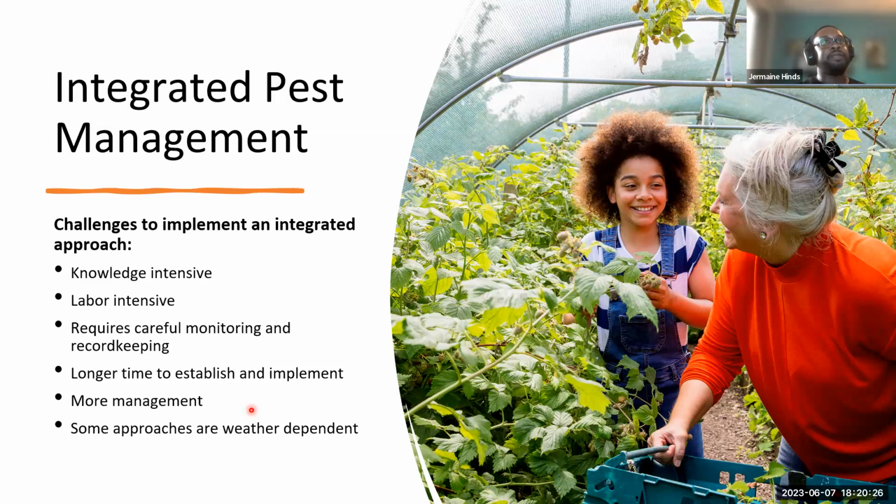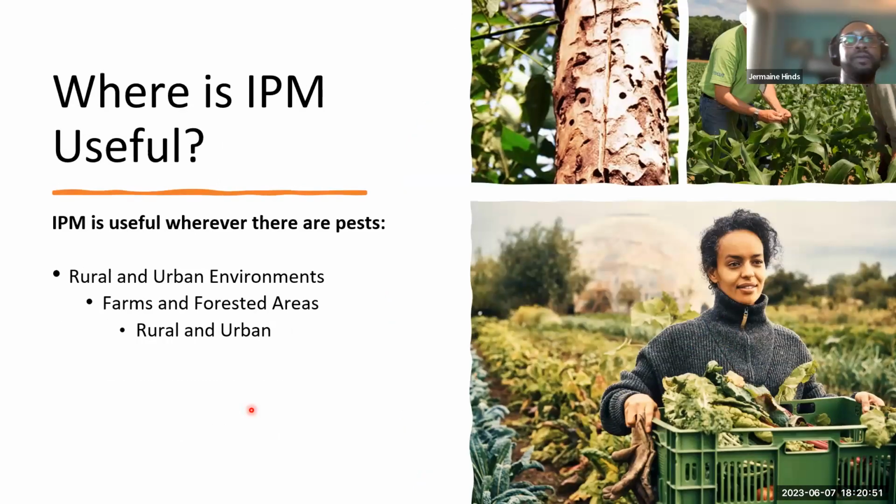And this could be through experience, through peer-to-peer learning, extension resources. It requires careful monitoring and record keeping, and a longer time to establish and implement. There's a lot more management, and some approaches are weather dependent, right? So if you do something like a row cover, for example, you have to remove it so pollinators can come in.